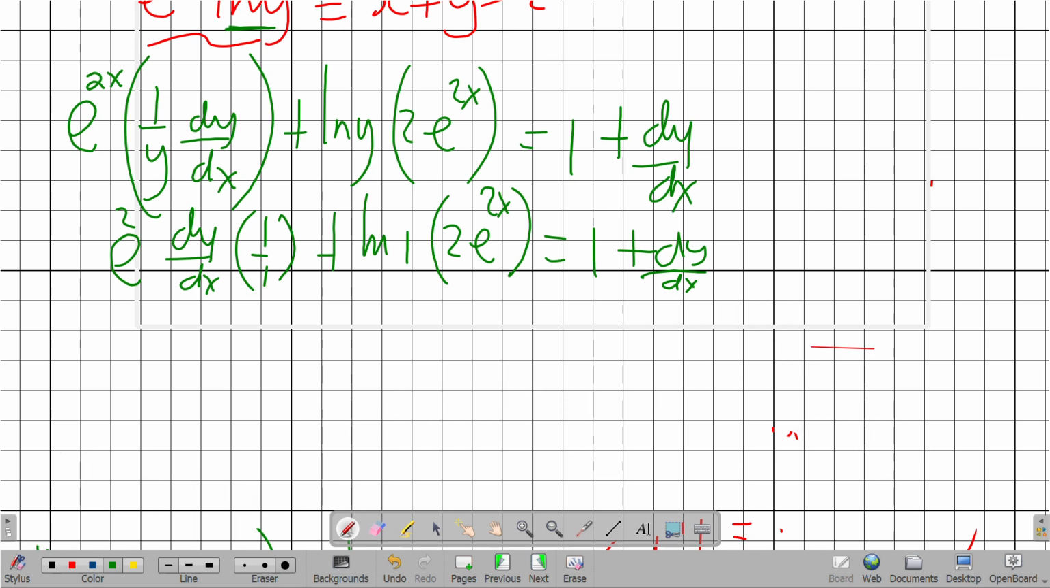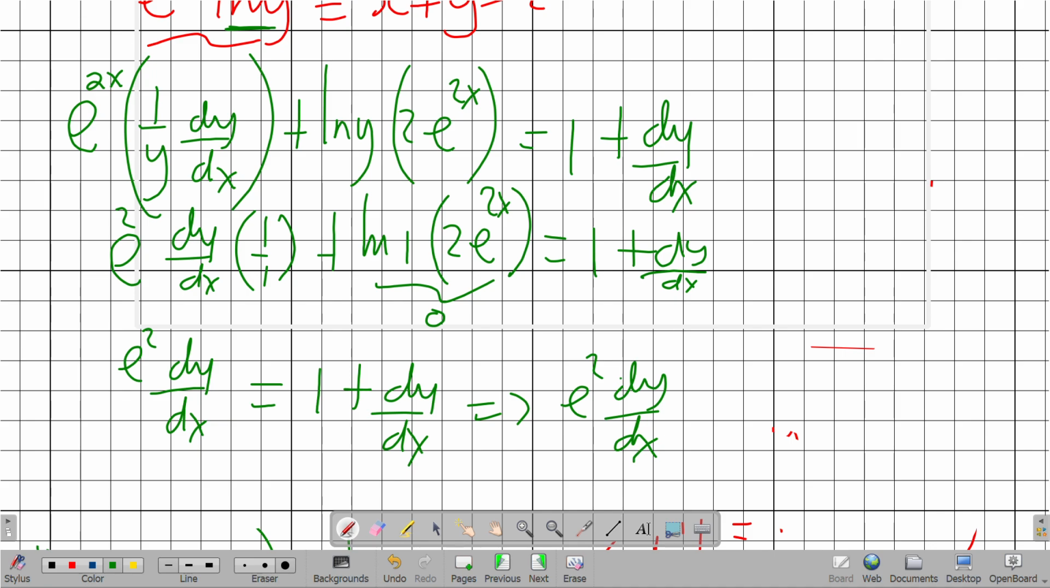Alright, what it means now, we're left with e squared dy over dx. This whole part here becomes 0 because natural log of 1 is 0. And this is equal to 1 plus dy over dx. So this further implies you are going to have e squared dy over dx minus dy over dx is equal to 1.